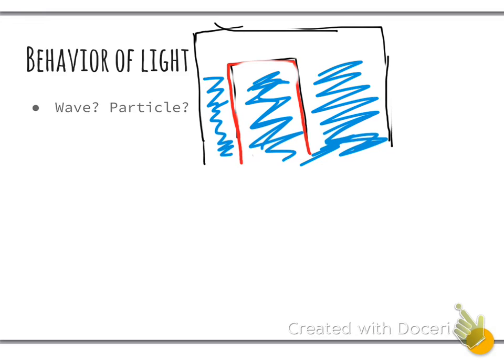And light does the same thing. If you have light coming through a doorway, it doesn't just shine through that doorway. It shines in the entire room. So that is an example of light acting like a wave.